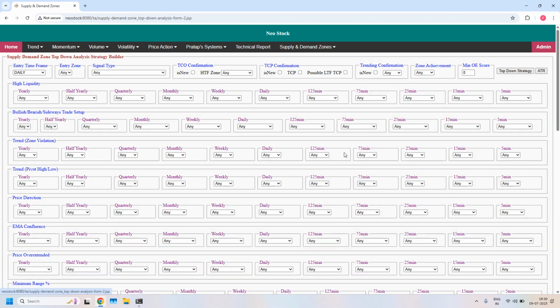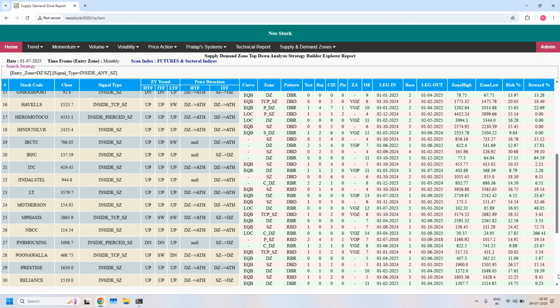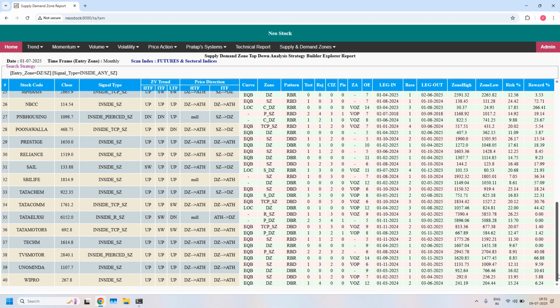Okay, next, price closed inside the monthly supply zone. We got a big list. First 15 stocks in the list. I am scrolling the list down. Total 40 stocks are filtered.